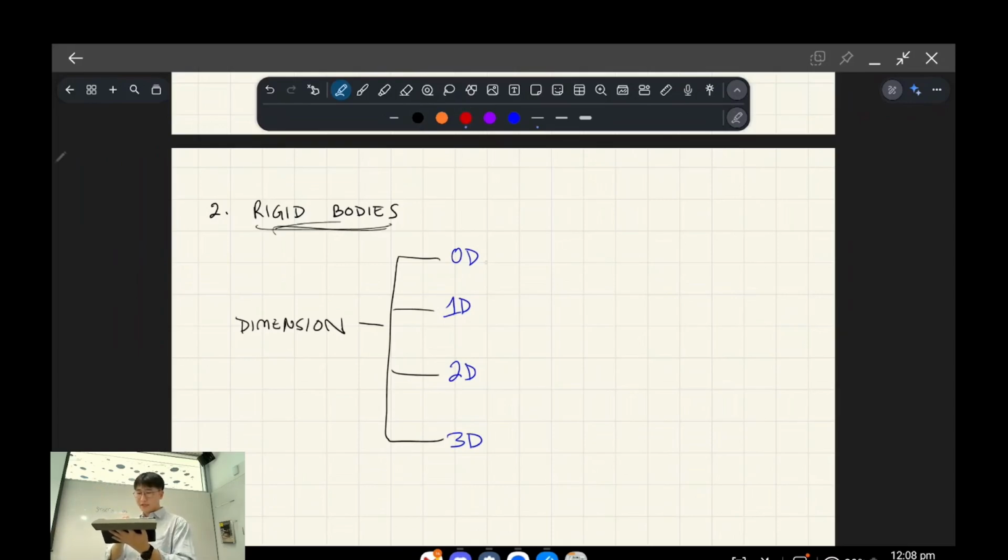So the first one is 0-dimensional, right? If you think of a single point in space, we call that a particle. So if you're operating in 0 dimensions, you have a particle. Okay, so that's just called a particle. If you're operating in 1 dimension, I'm not doing that as a dot point. That's just a dot. You have a line, right? So a line is called a 1D rigid body.